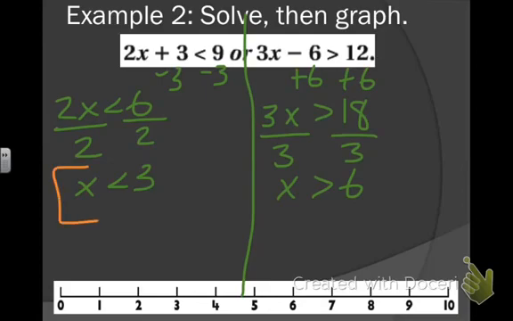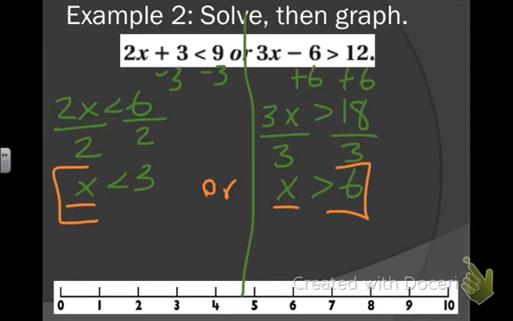Now this time, notice, these are not facing each other. So the x, it doesn't come together. X is over here, and x is over here. So I can't write it as one statement. They have to stay separate.